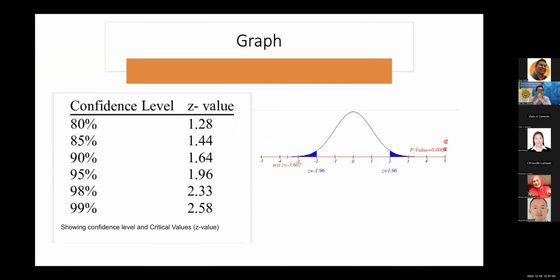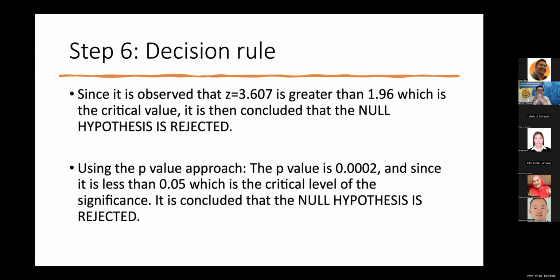So plotting it in our graph, 1.96 is less than 3.607. For the decision rule, since it is observed that 3.607 is greater than 1.96, which is the critical value, it is concluded that the null hypothesis is rejected. While if we use the p-value approach, the p-value is 0.0002, and since it is less than 0.05, which is the critical level of significance for 95% confidence level, it is concluded that the null hypothesis is rejected.